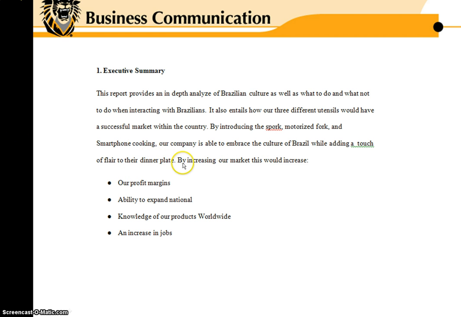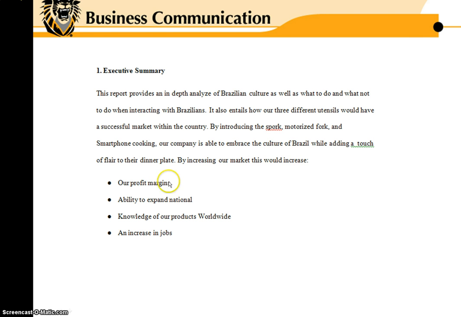But wait, parallelism of this grammar. By increasing our market, this would increase our profit margins. This would increase our ability to expand nationally, would increase knowledge of our products worldwide, would increase an increase in jobs is not English. So this part has to be reworked for parallelism. This is a very common error that's made, and it can easily be avoided if you just do what I did. This would increase our profit margins.